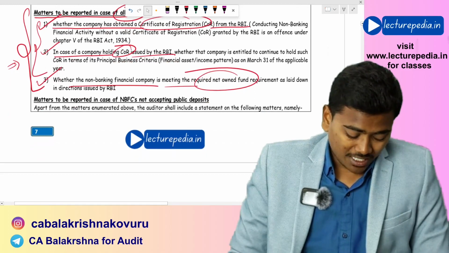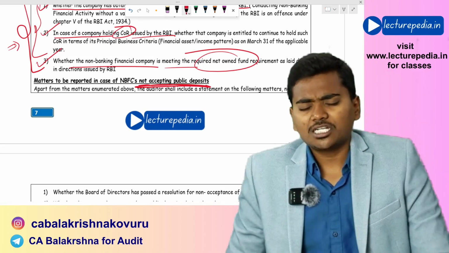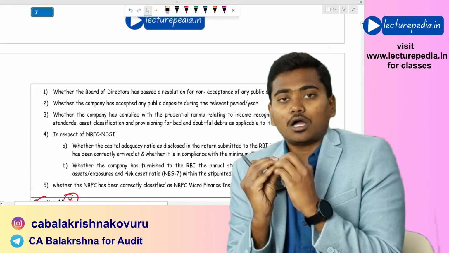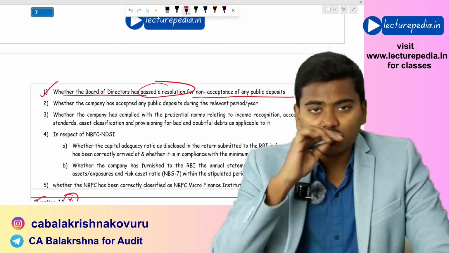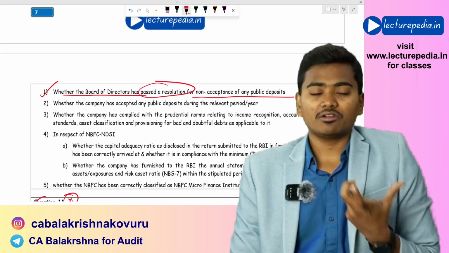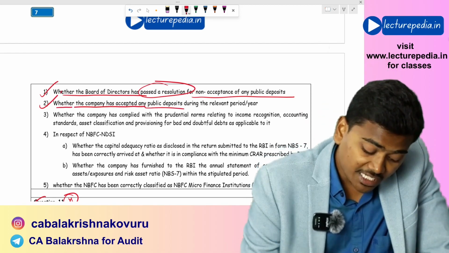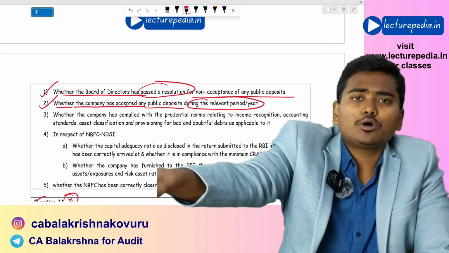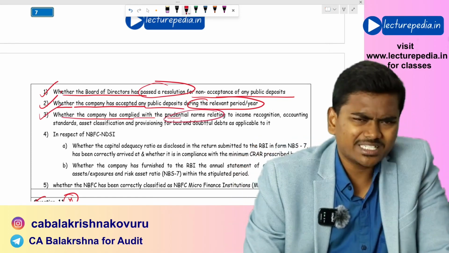Next, points that have to be reported in case the NBFC is not accepting deposits. Now, if the NBFC is not accepting deposits, the auditor has to check whether any board resolution has been passed specifically not allowing the NBFC to accept deposits. So, whether the board of directors passed a resolution of non-acceptance of public deposits, and even after passing that resolution, whether the NBFC is accepting public deposits by contravening that resolution, that has to be checked and reported. Whether the company has accepted any public deposits during the relevant year. The NBFC is a non-deposit accepting NBFC, and whether it is accepting any deposits, that needs to be reported. Whether the company has complied with the prudential norms, this is the common point.